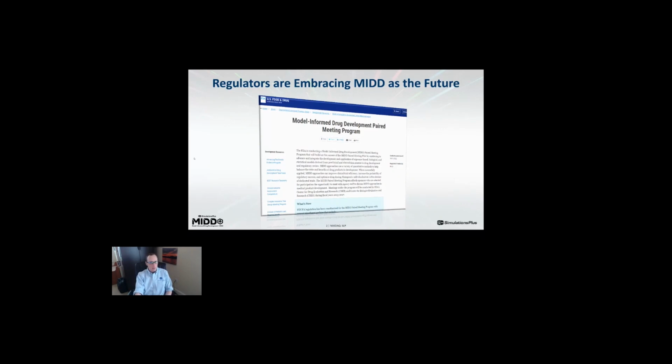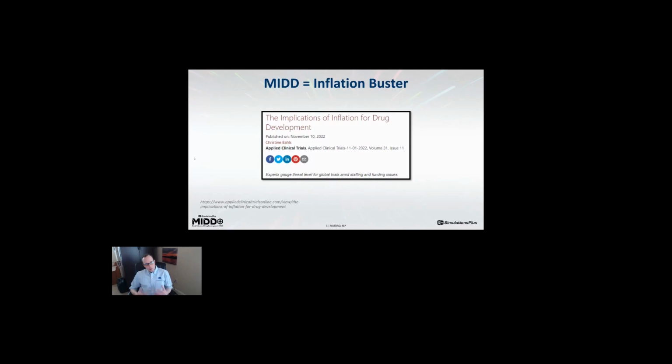Another big driver for us as we think about the sessions and the talks we'll hear over the next couple of days is economic. I think we're all aware of some of the economic challenges we're facing globally right now, and those challenges, in terms of inflation and pullback on investment, really impact drug development and clinical trials in a big way.